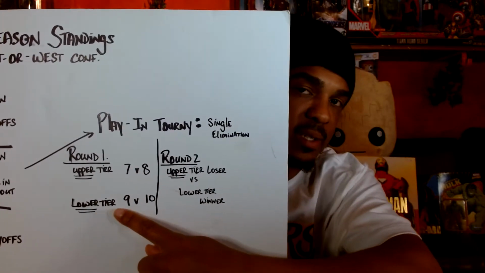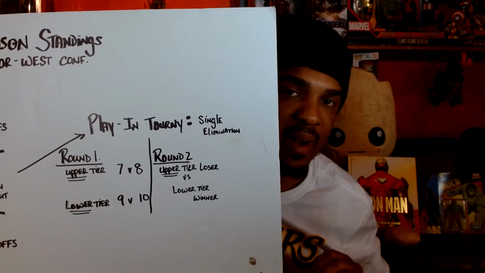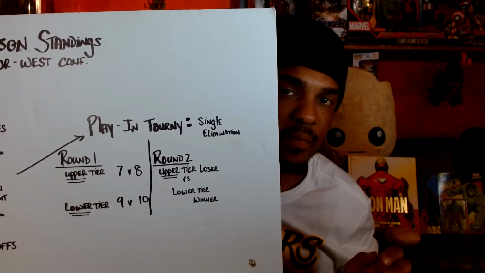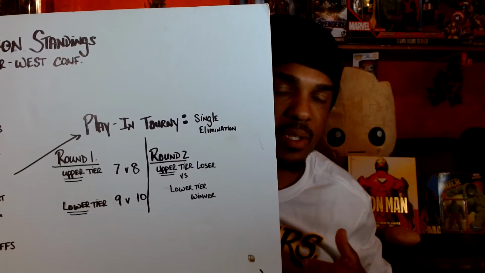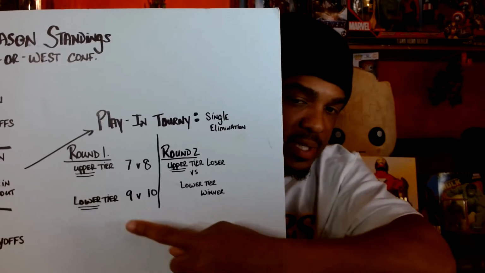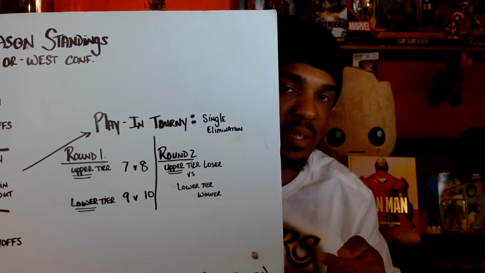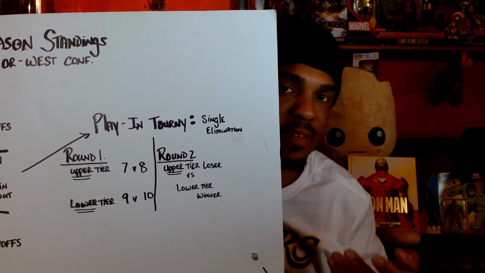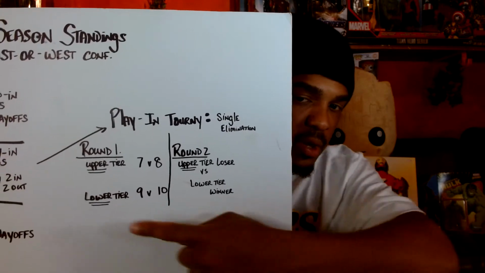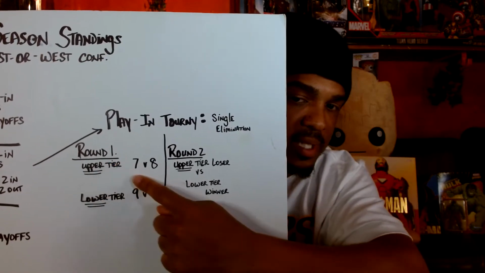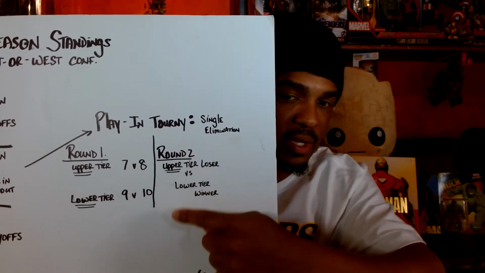Now the lower tier here is going to be the 9 versus 10 seed. And obviously the loser of that is guaranteed to be out of the play-in and out of the playoffs. Whoever loses this game, their season ends right after that. Whoever wins this game is going to advance to round 2 and have a chance of playing for the 8th spot. Now, granted, if they lose that, they could be out of the playoffs as well. So, like I said, this is round 1. There's an upper tier, 7 versus 8, a lower tier, 9 versus 10. So let's go to round 2 here.